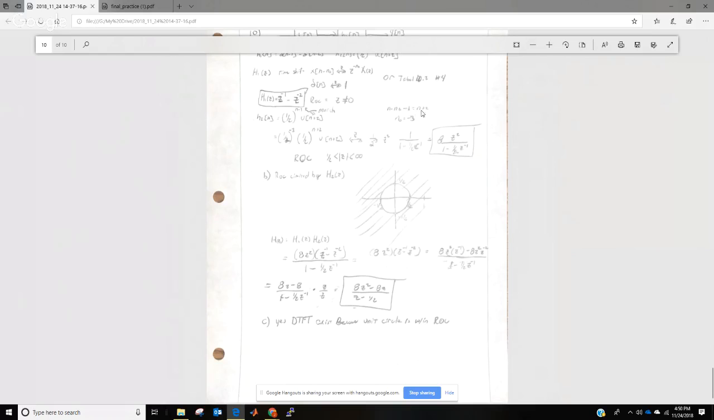Minus 1 equals n plus 2. Solving that, you have your n naught equal to 3. So that's your time shift, and you basically pull out the 1/2 to the -3, and then you have (1/2)^(n+2) times u[n+2]. This equation is equivalent to this equation.